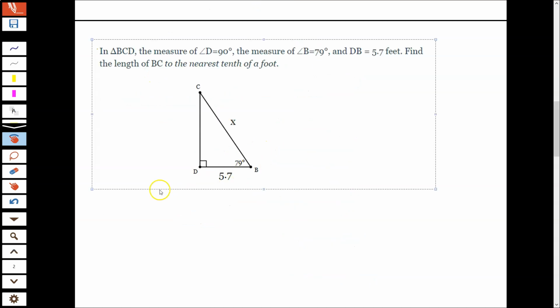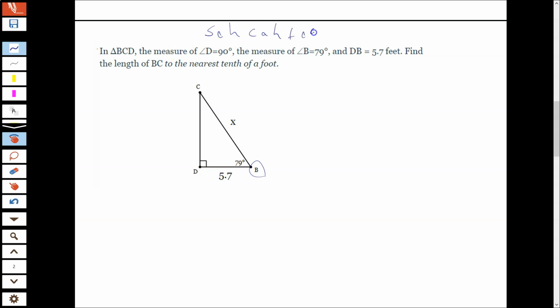Okay, here we have an example. We're looking at angle B this time. Take a second, think about which ratio we would use here, and you can use your notes about their definitions to help you. Okay, so remember our mnemonic is SOHCAHTOA. And cosine is adjacent over hypotenuse. So here we'd use cosine of B equals 5.7 over x.